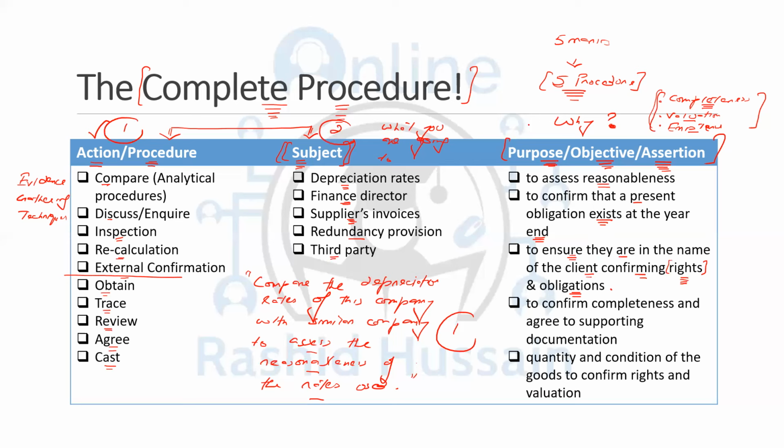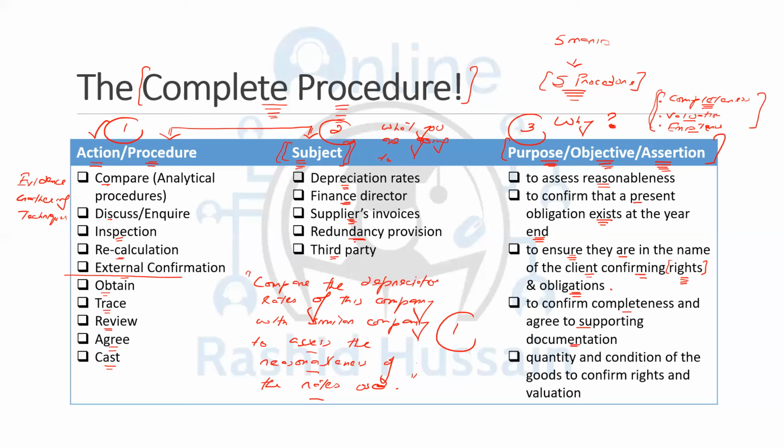And the most important thing, which the students usually miss in the exam, and that's why they do not get the complete mark, is this thing: why they are writing this procedure, why they are applying this audit procedure, what they're actually confirming, what is the purpose of this procedure, what is their objective, and then which assertion they are going to verify. Let me give another example. So recalculate the redundancy provision to confirm completeness and agree to the supporting documentation.